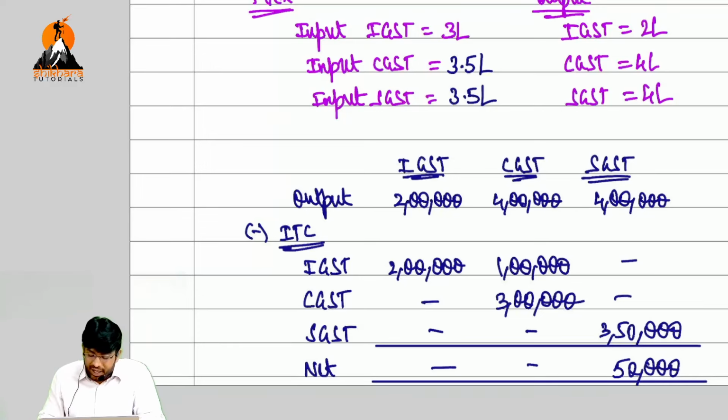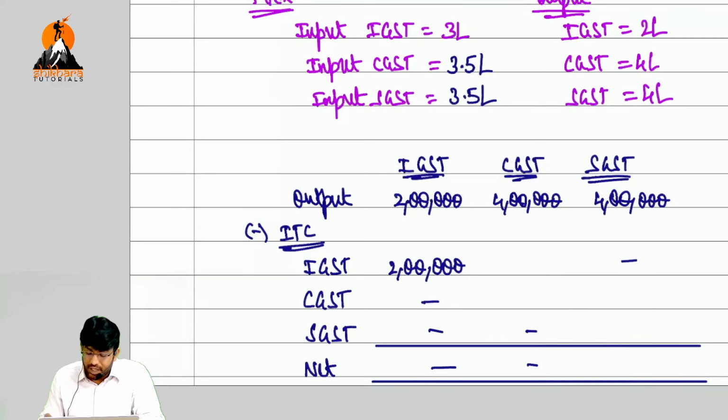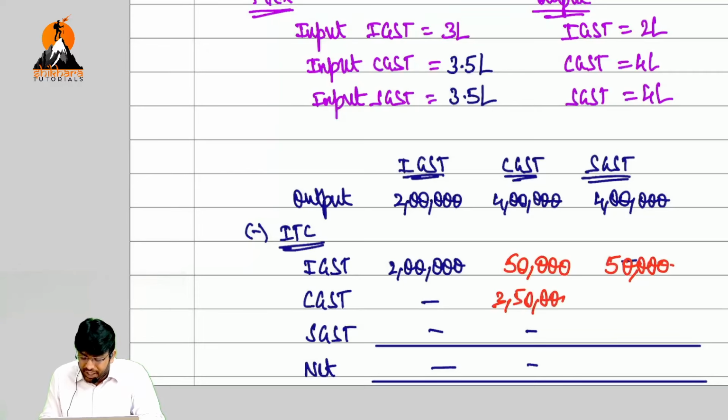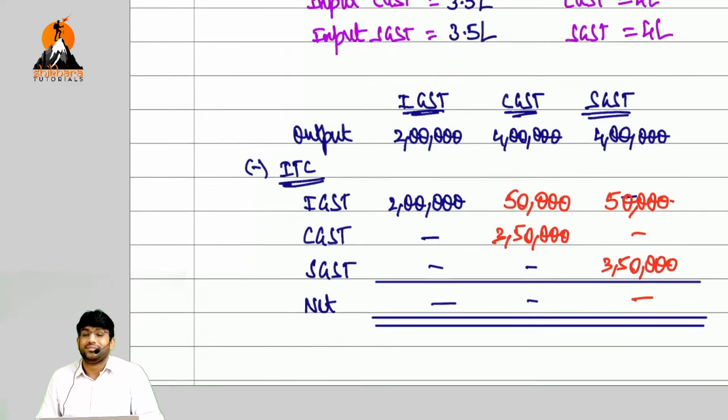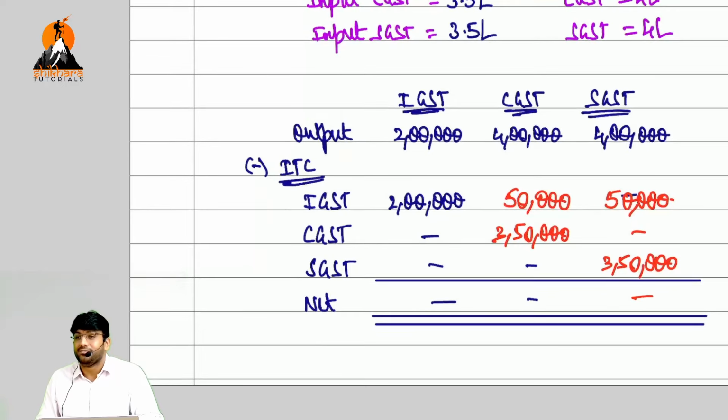So if you do that way, what will happen now? What you can do? Here you can use 50,000. Here also you can use 50,000. Here net you can use 3,50,000. Here also you can use 3,50,000. And net payable will become nil. Last one is better. Now I'll ask one more question.